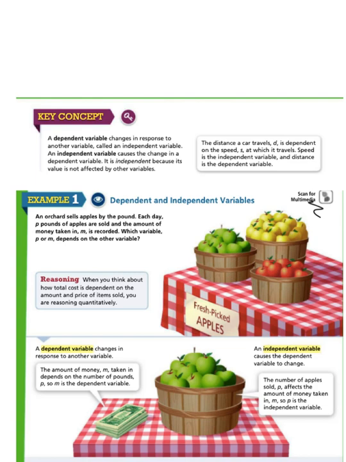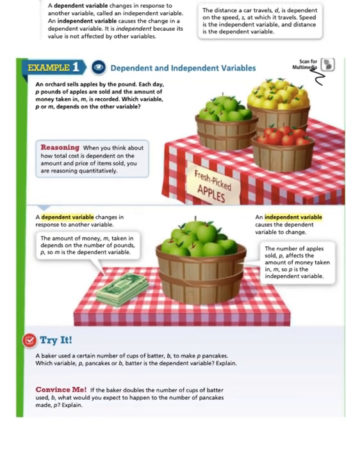Dependent variables change in response to another variable, called an independent variable. An independent variable causes the change in a dependent variable. It is independent because its value is not affected by other variables. The distance a car travels d is dependent on the speed s at which it travels. Speed is the independent variable. The distance is dependent. Let's take a look at example number 1.